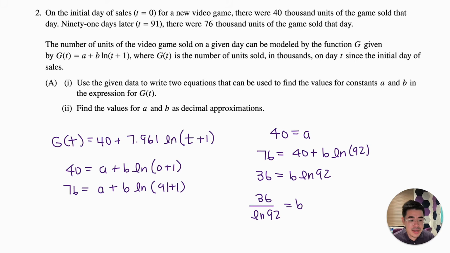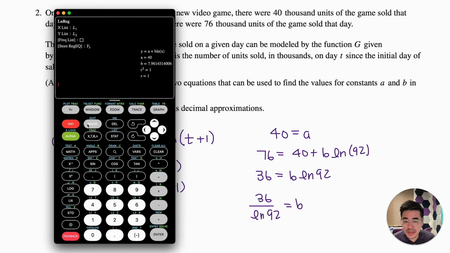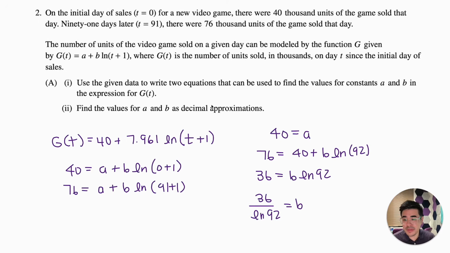So we can do that to check our work also. So second quit, 36 divided by ln of 92. And let's hope that I did this right. And I got 7.961. So that's a simple algebraic way of solving this equation without using the log regression.